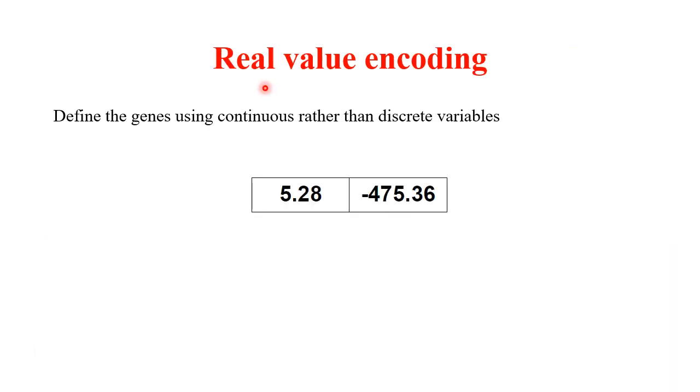Another method is real value encoding. In the case of binary encoding, we can use only zeros and ones. Real value encoding means we can encode genes using any values in the real number system. For example, 5.28, minus 475.36. Consider in which situation this real value encoding is possible. For example, we are given a function f of x, y, and we have to find the values x, y which maximize the function. So the values x and y can be represented like this: x can be 5.28 and y can be minus 475.36.